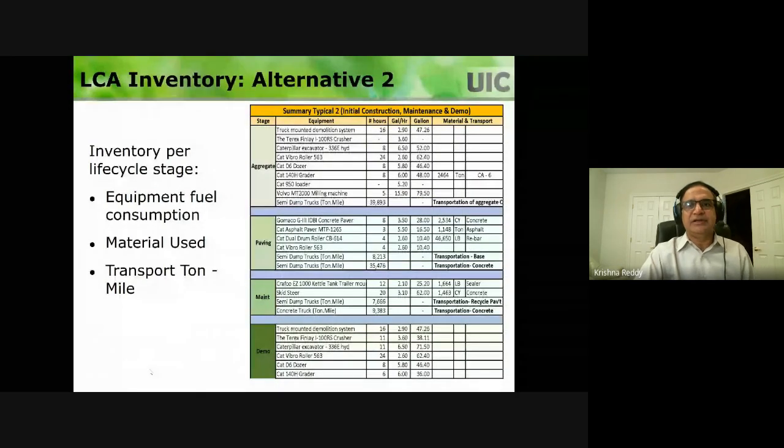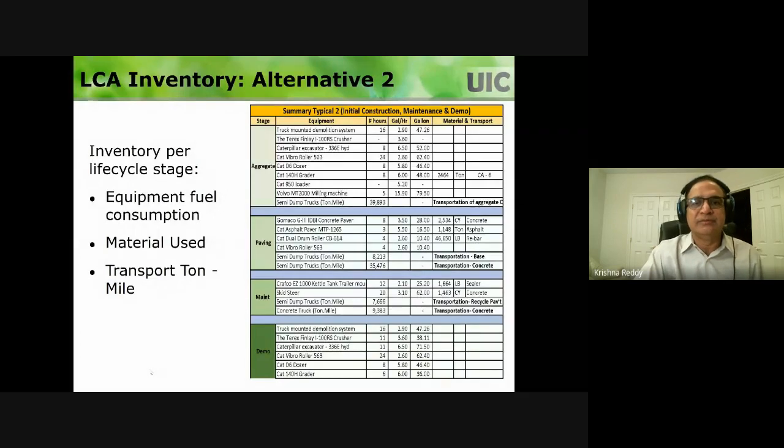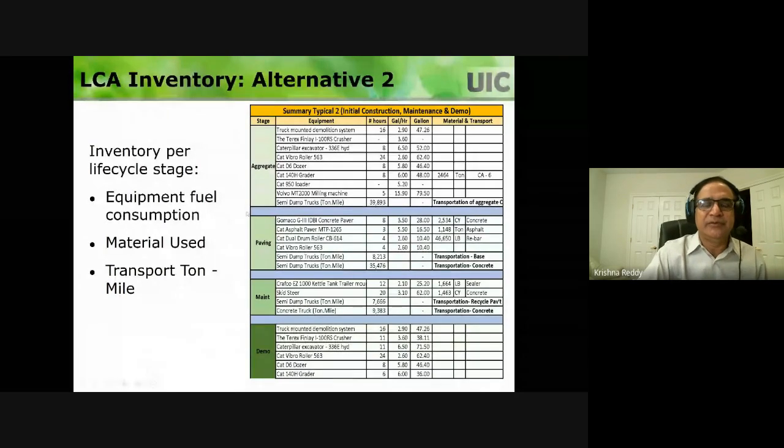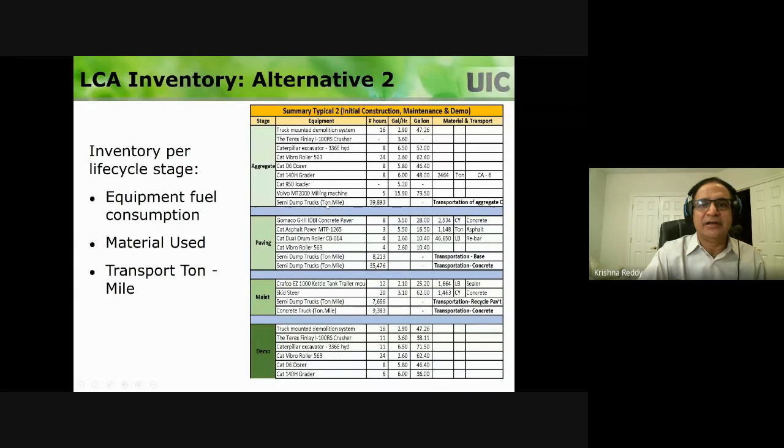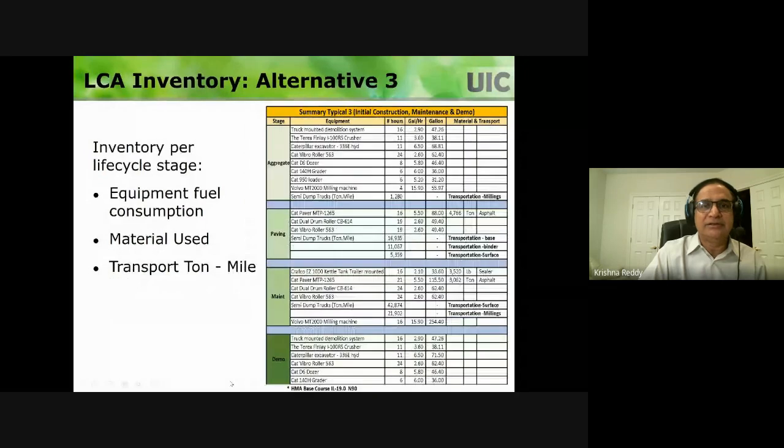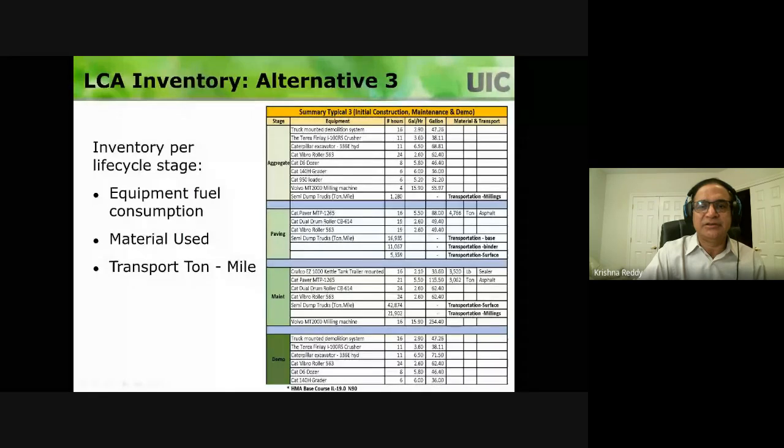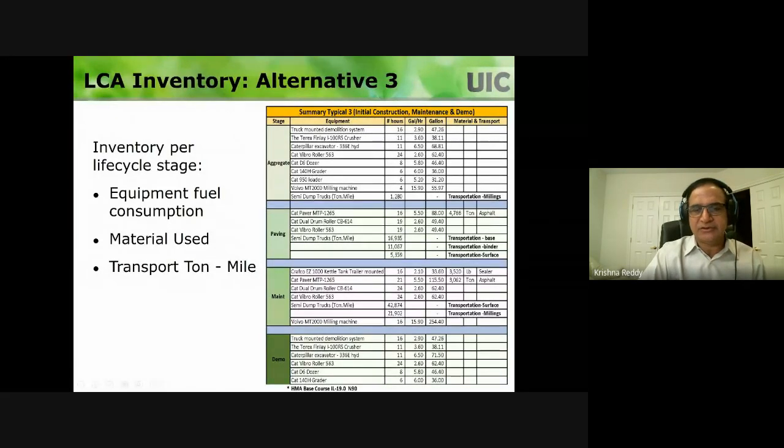So same thing for alternative 2, right? In alternative 2, when you are taking out the pavement, you're taking out the asphalt and concrete and dumping it out, right? I mean, you're not reusing it in alternative 2. You have these dump trucks, they need to go to a landfill, that requires a lot of use of these dump trucks, and paving, maintenance, and demo, and same thing for alternative 3. So this kind of information is needed for sustainability assessment.